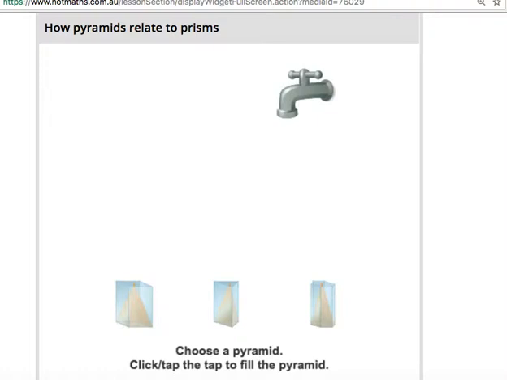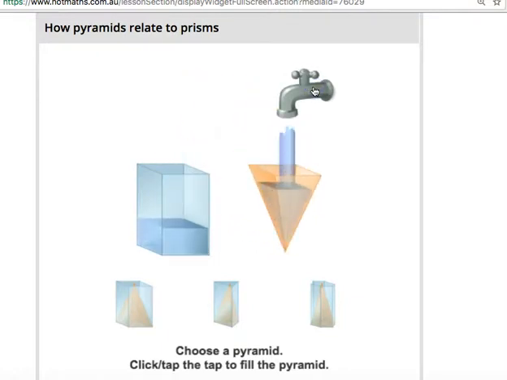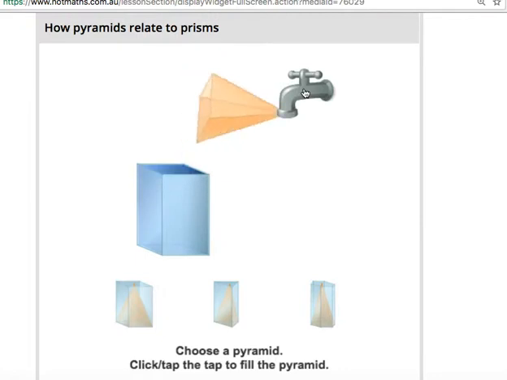Okay, we are looking at volume of pyramids, cones and spheres in this lesson. So first thing is we're looking at a pyramid. I'm just choosing a pyramid, and just watch what's going to happen here. So that's 2 pyramids. 3 pyramids that fill up the prism, okay?